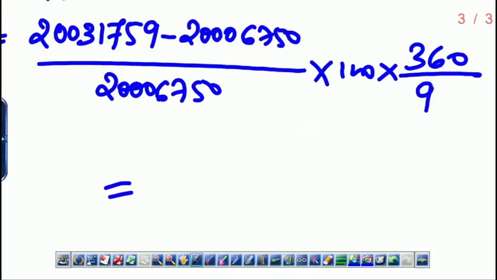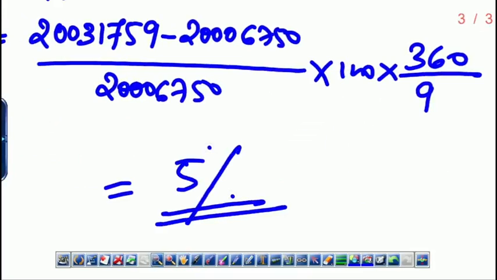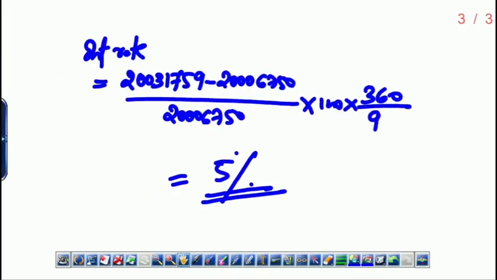The answer is 5%. That's the repo rate, 5%. As a part of COVID, Reserve Bank of India went on reducing the repo rate. Otherwise, repo rate used to be higher, 6.5%. Okay, 5% is the repo rate over here.